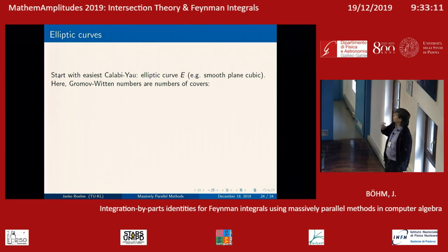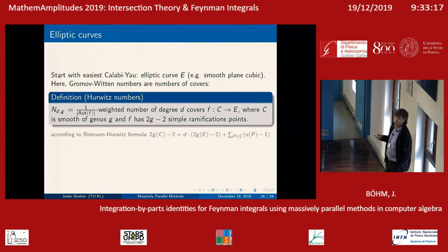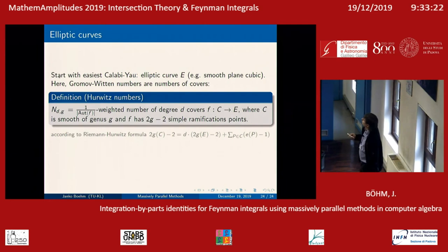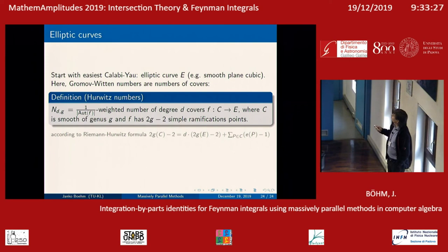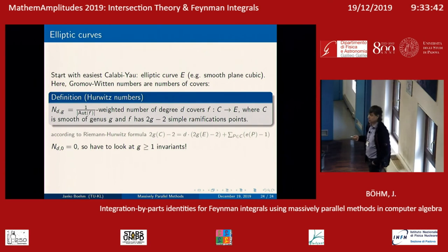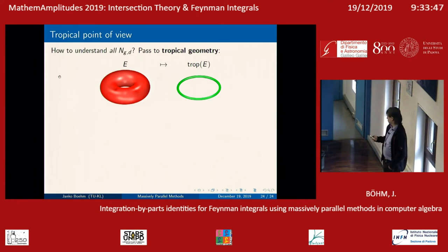And here, in fact, the Gromov-Witten invariants have a very nice interpretation. They are Hurwitz numbers, so these Gromov-Witten invariants are a weighted number of degree d covers of the elliptic curve by some other curve of a certain genus with a certain number of ramification points according to this Riemann-Hurwitz formula. Of course, genus zero is not an option here because there are no such maps from a genus zero curve to an elliptic curve, which is a genus one curve. So we had to look at higher genus.